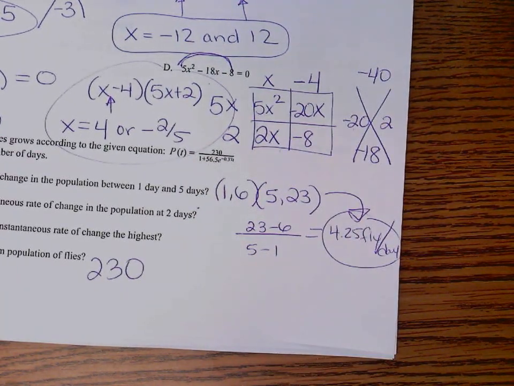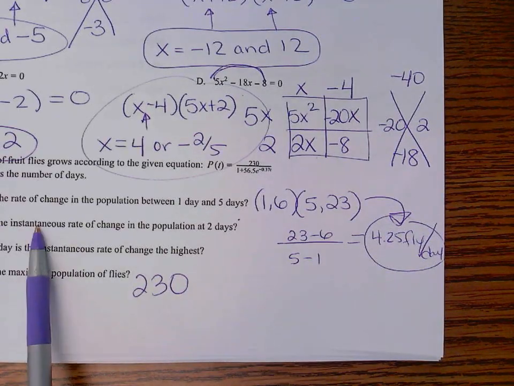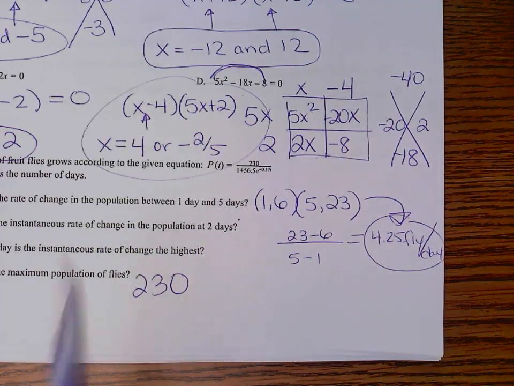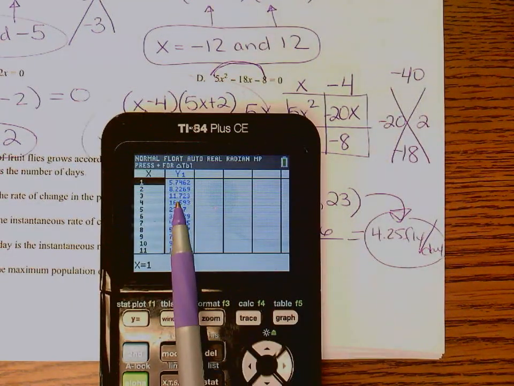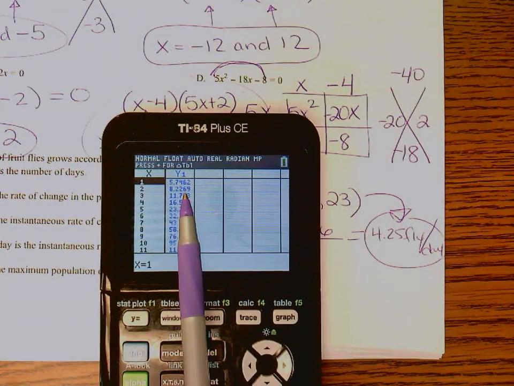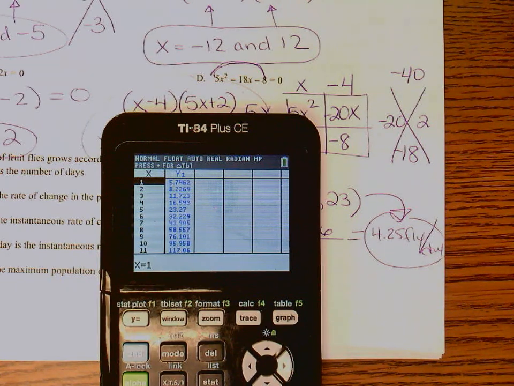Does it make sense how to get average rate of change? We did it in a couple different problems, but I just wanted to make sure you knew how to do it. And then what is the instantaneous rate of change at 2 days? Well, if I'm in the table, how can I find an average rate of change if I only have one number? So they want to know how many flies were added to the population on day 2, basically.